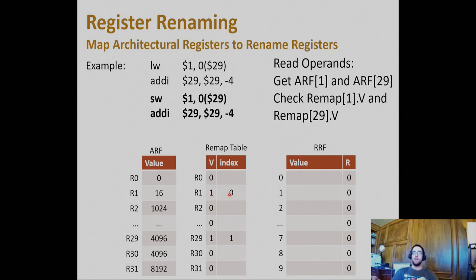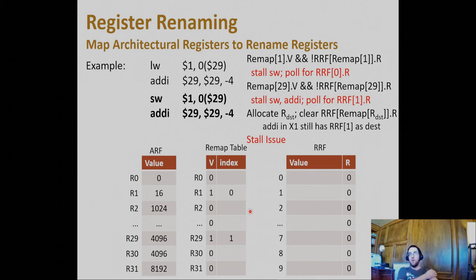Instead, we have to look at the rename register file indexed by the index we found in the remap table. So store word is going to say, I actually need to store the value found in the rename register file at index 0 to the effective address computed by 0 plus the value in the rename register file indexed by 1. Similarly, the addi is going to say, I need rename register file 1 as my source operand. So we find that those operands are remapped, but they're not ready. The remap of one is valid, and the rename register file entry indexed by the remap of one is not ready. So we have to stall the store word instruction, and we have to poll the bypass network for the value of rename register file 0 being ready.